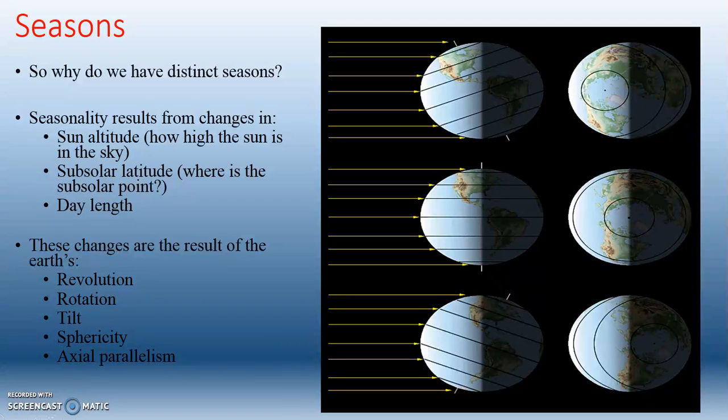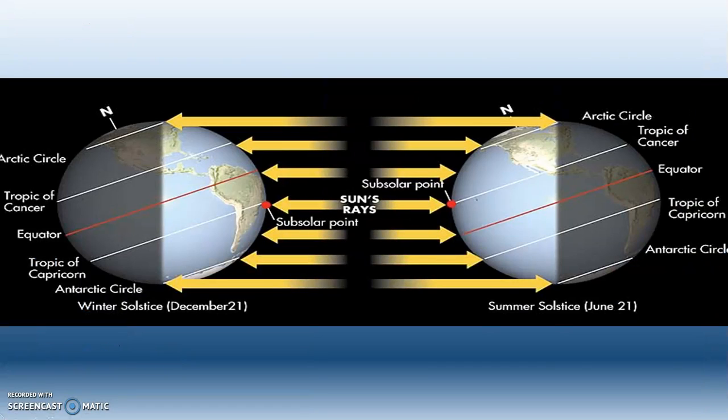And so these changes are the results of the Earth's revolution, rotation, the axial tilt of 23.5 degrees, the sphericity, and the axial parallelism. So let's go ahead and look at two of the extreme scenarios. These are basically the 23.5 degrees north, which is going to represent June 21st, and 23.5 degrees south, which represents December 21st of our subsolar point.